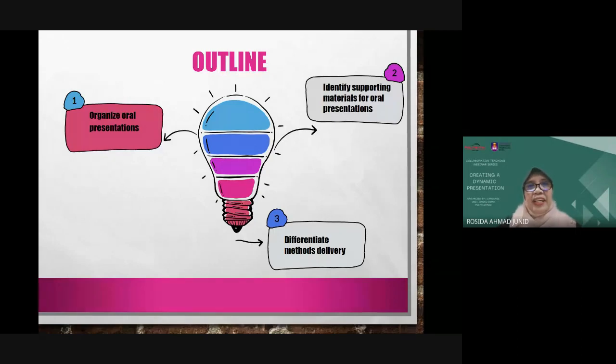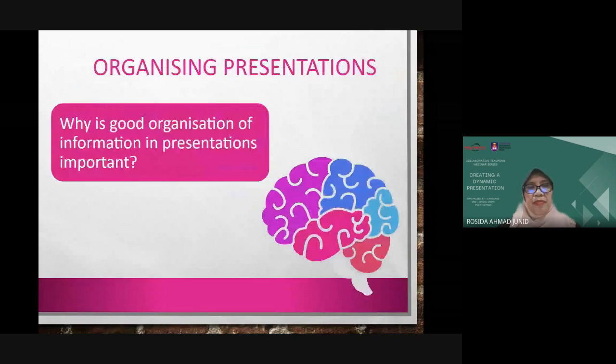Okay, the next is how to organize. Why is good organization of information in a presentation important? Why is that good organization?